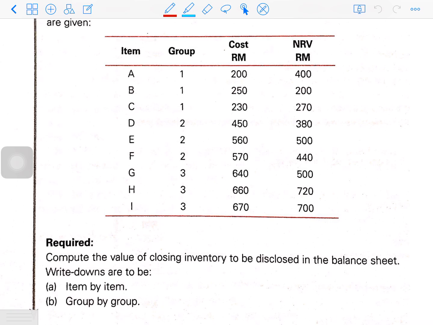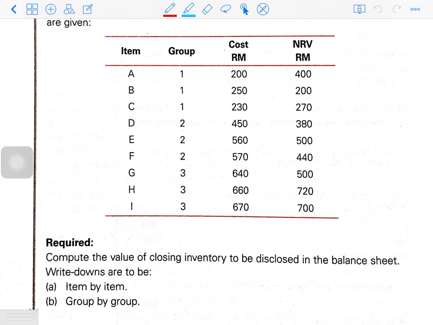So what happens is that if you are recording item by item, you choose the net realizable value, written down to net realizable value, according to item by item. The rule is that you have to compare cost with net realizable value, whichever is lower. So let's say item A, the cost is 200 and net realizable value is 400. Which one is lower? 200 is lower. So 200 becomes the cost of item A, included in the closing stock or inventories.